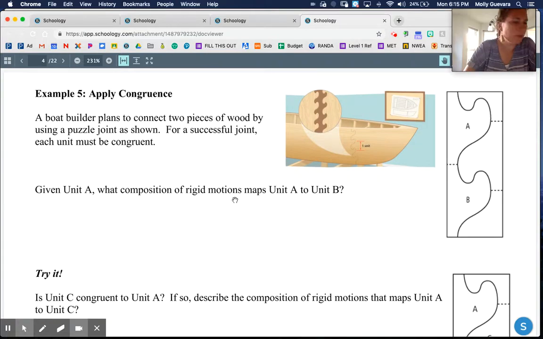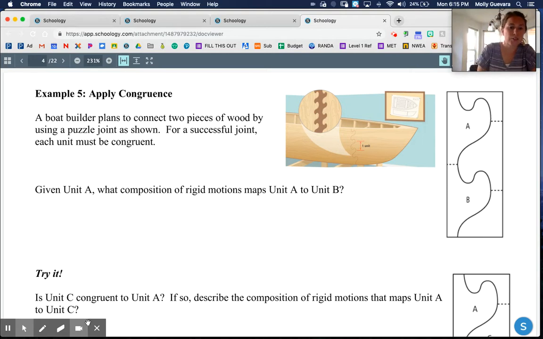So example 5 says, a boat builder plans to connect two pieces of wood by using a puzzle joint as shown. So here's the puzzle joint. Okay, so it fits together and it allows, obviously, the pieces of the wood not to move or shift. For a successful joint, each unit must be congruent, right? They have to fit into each other perfectly every single time. Otherwise, the joint's not going to work.